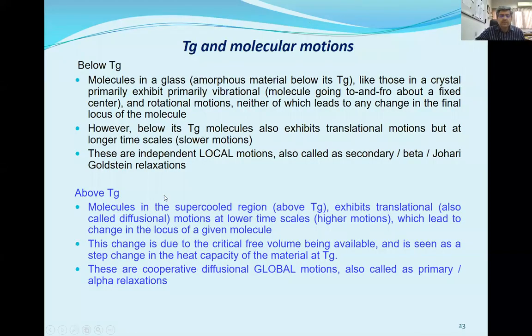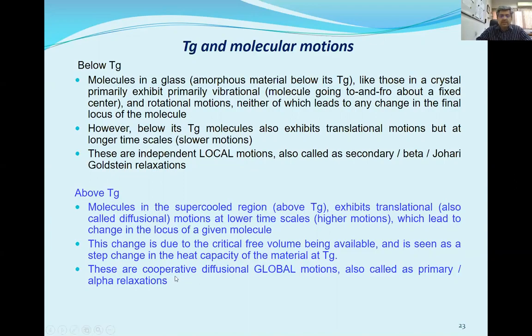So if we try to summarize the molecular motions above the Tg, the important points to consider here are that the molecules here will also show vibrational and rotational motions, but they also show a great tendency towards the diffusional motions, or what we also call the translational motions. And these translational motions occur because there is a change in the free volume. There is an increase in the free volume available, and because of that the molecules are now free to move from one place to another place.